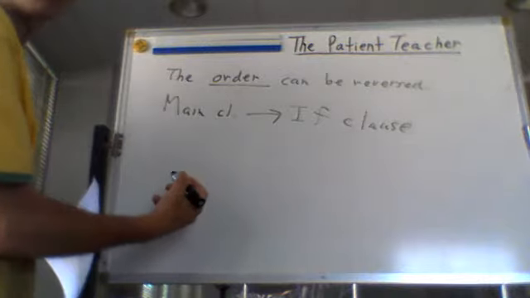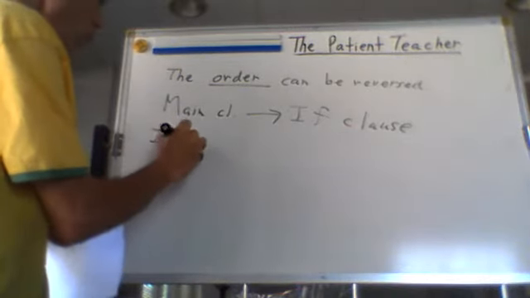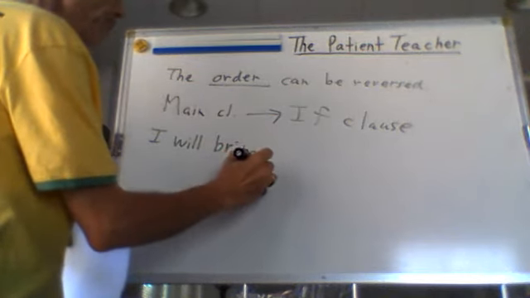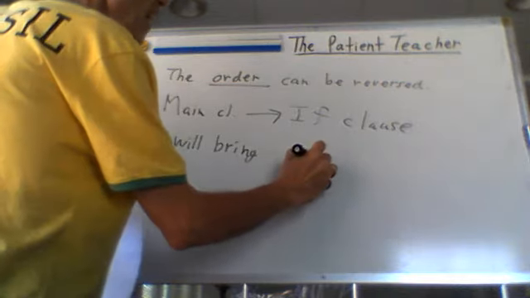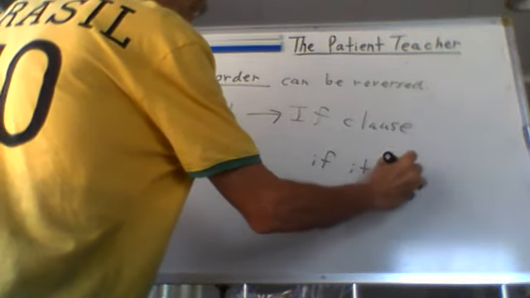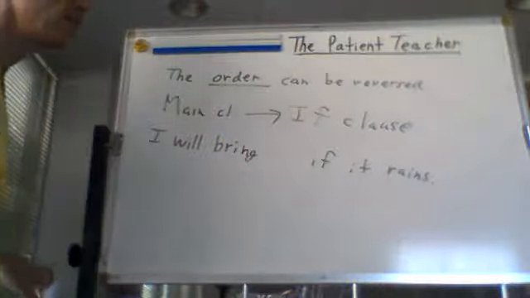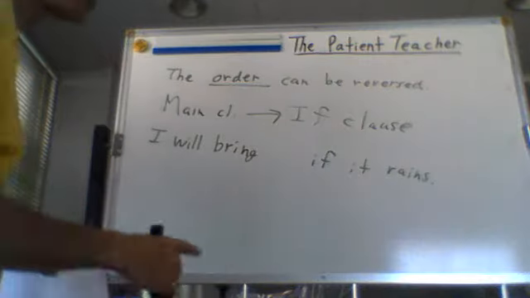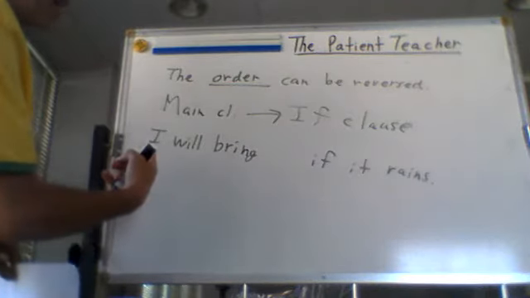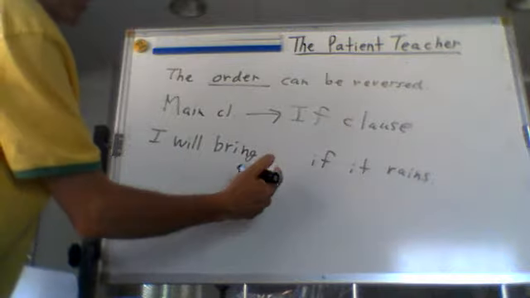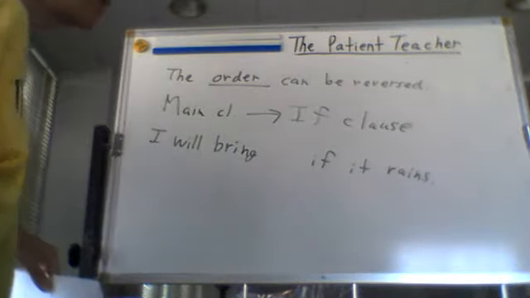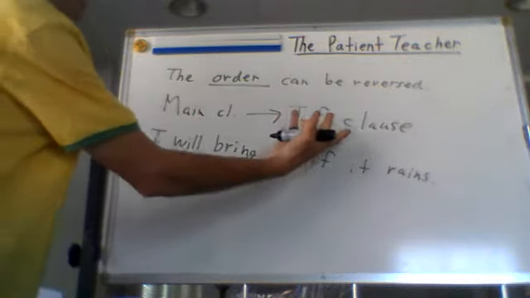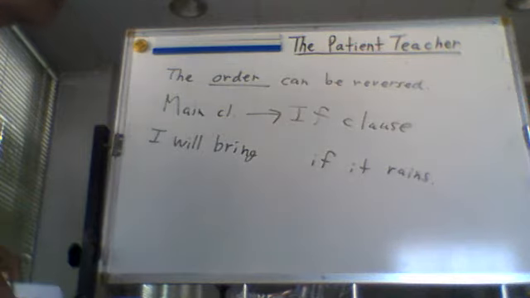So, going by the phrase we used before, I will bring my umbrella if it rains. I don't know if that sounds right? I just did that. You would probably say, I will bring my umbrella in case it was to rain, but nevertheless you get the idea. You could have the main clause come first and then the if clause, right?